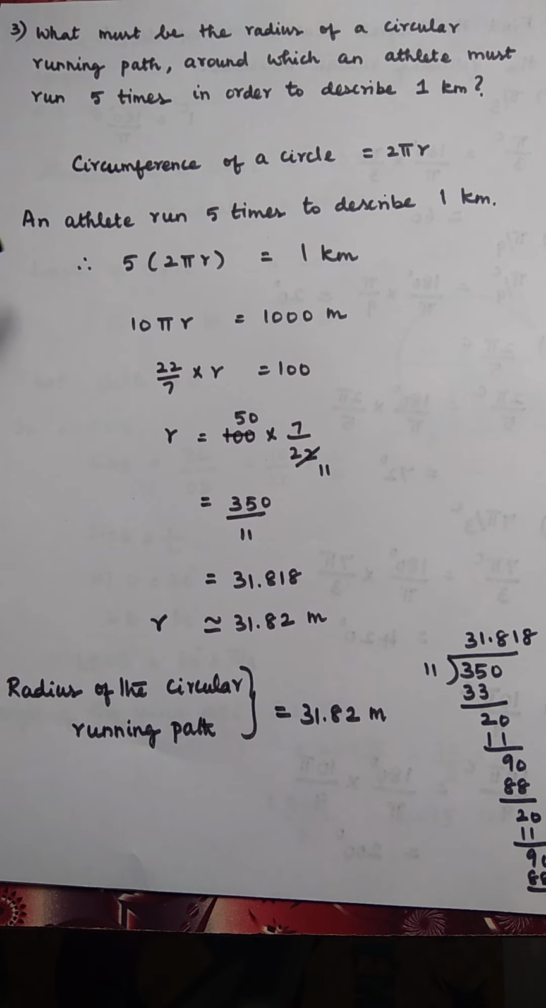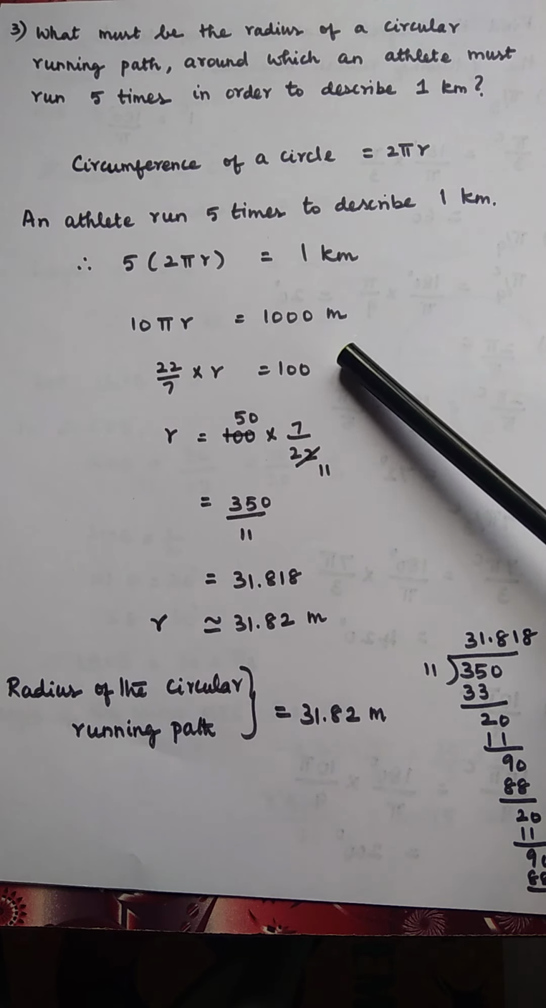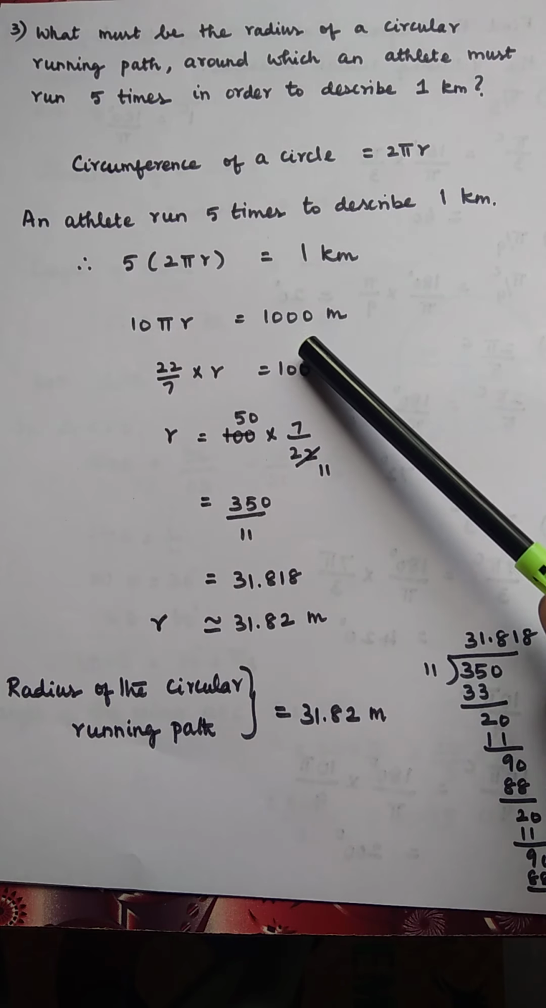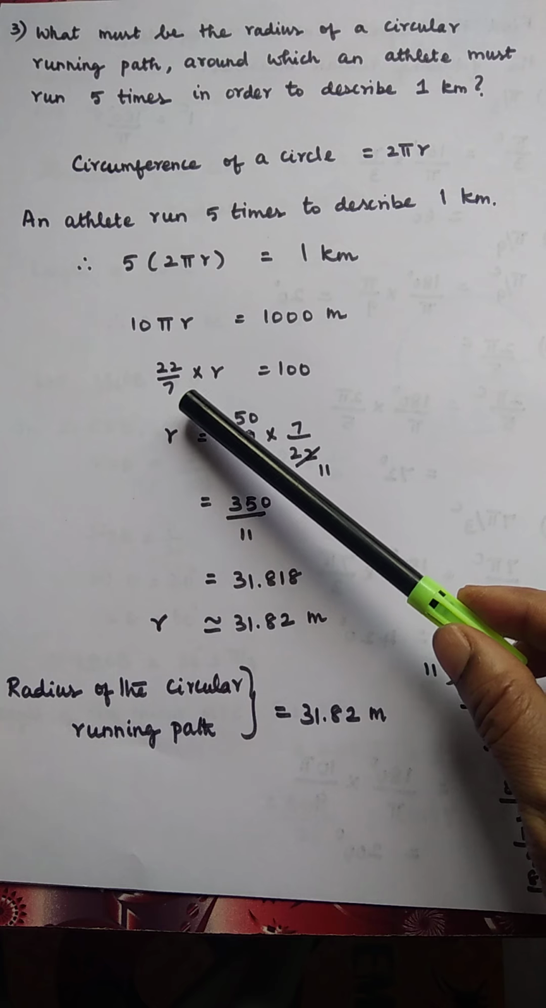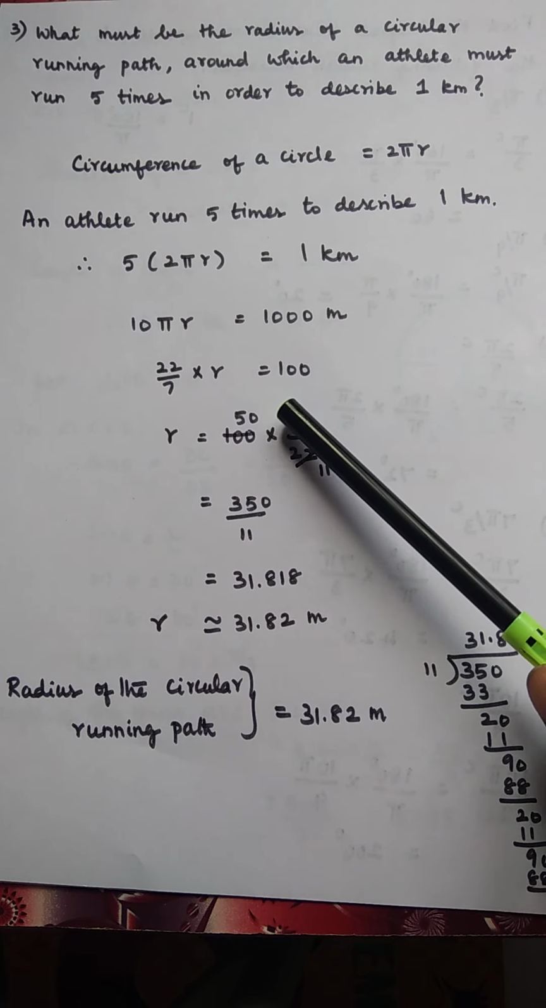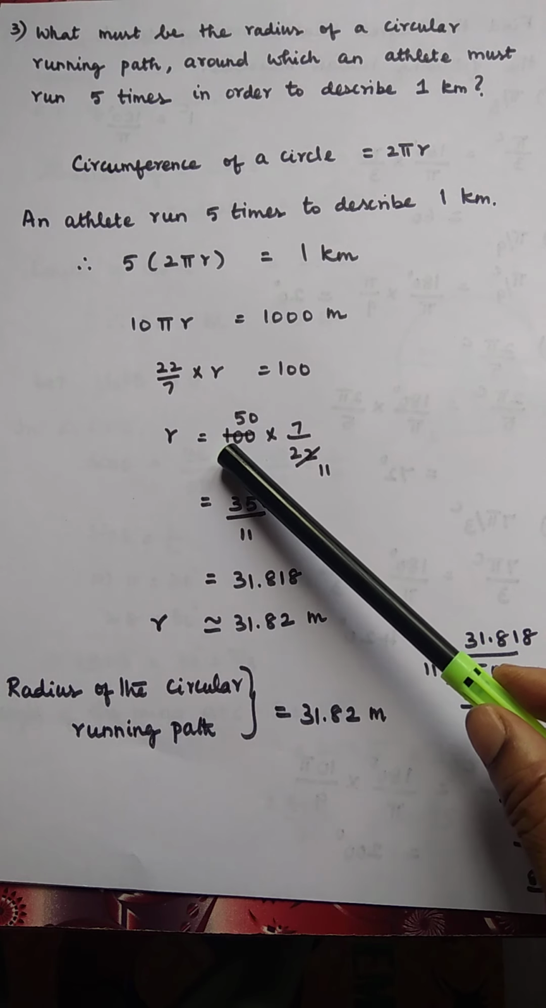Here an athlete runs 5 times to describe 1 kilometer. So 5 into circumference, so 5 into 2 pi r equal to 1 kilometer. 10 pi r equal to, converting kilometer into meter, 1 kilometer is 1000 meter. Zeros can be cancelled. We know the value of pi is 22 by 7, into r equal to 100. We want to find the radius, so r equal to 100.